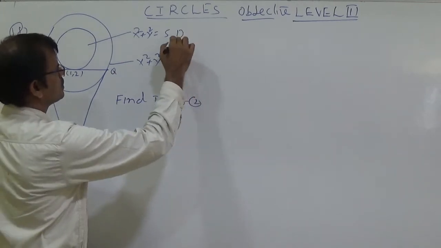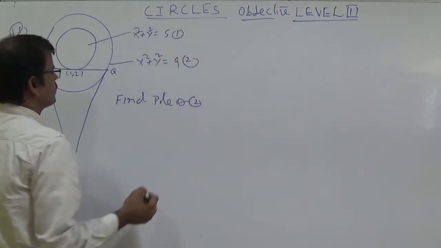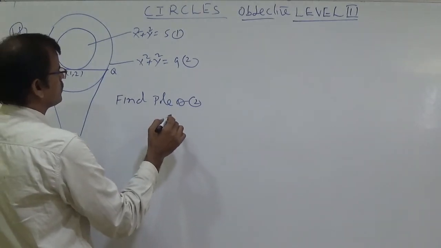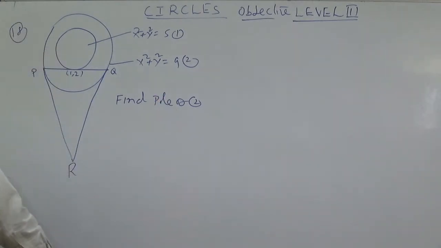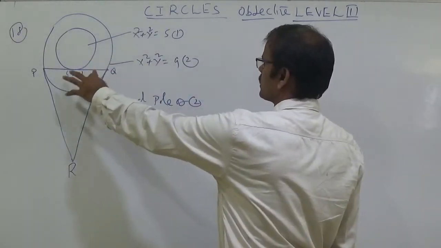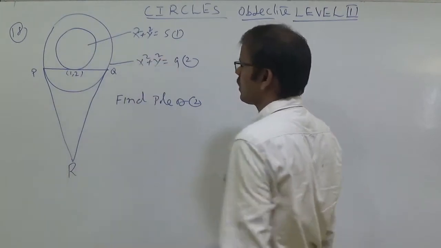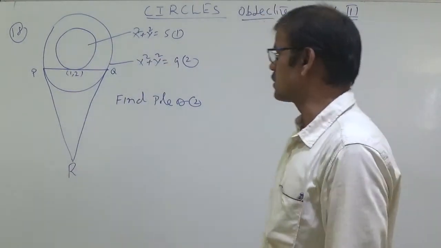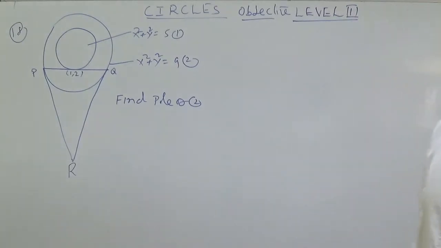First of all, find the pole of the line with respect to the circle. Let us calculate the equation of the tangent for the first circle. After calculating the equation of the tangent, we should calculate the pole with respect to the second circle.